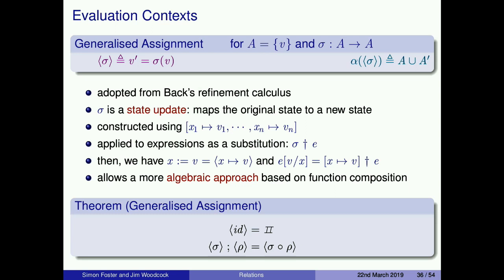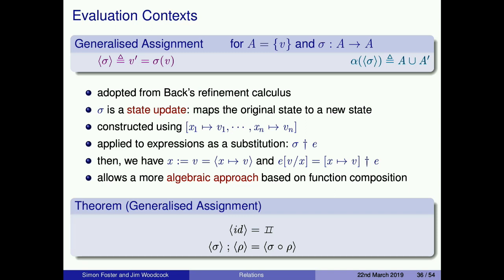We can also apply these state updates as substitutions to expressions, and so we have this funny dagger notation, which basically gives the intuition below for what these two operators are really talking about. So we can now generalize our singleton assignment operator, so assign v to x, to be the generalized assignment with the substitution that maps x to v, right? And that's all it is.